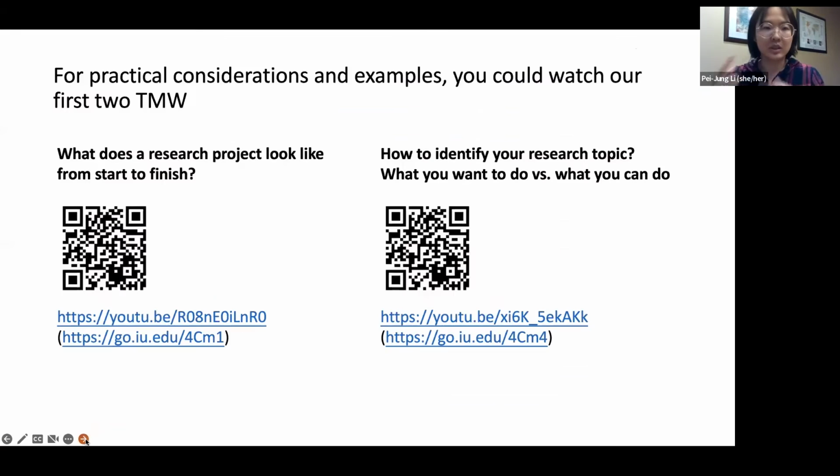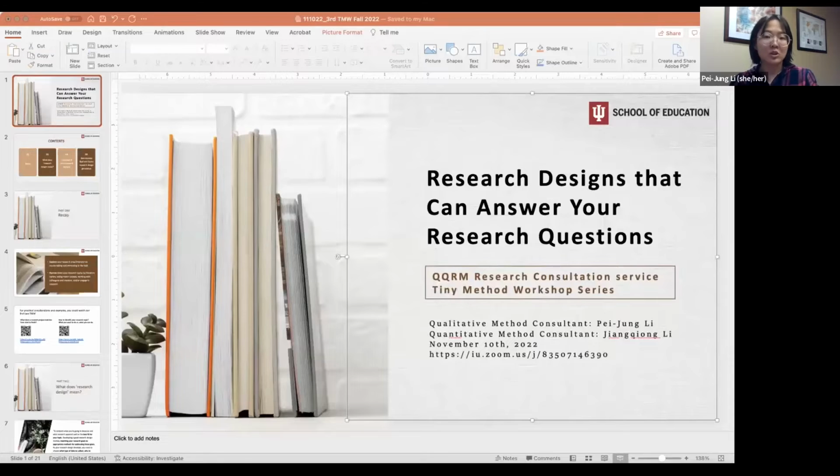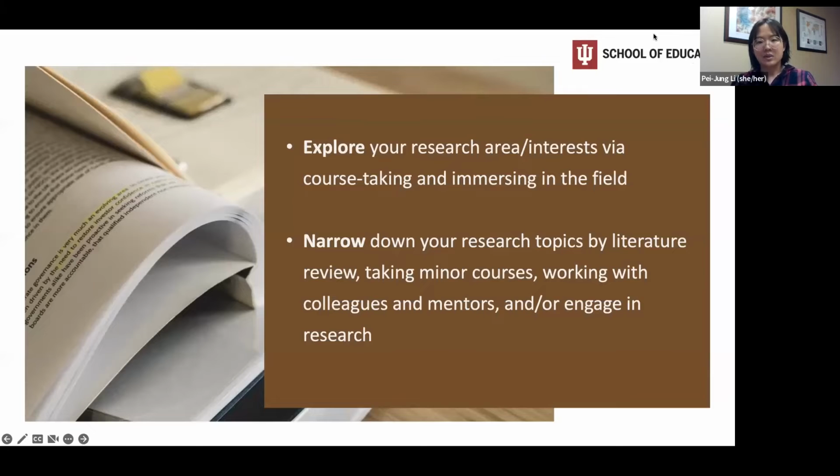And so here's a really quick recap. Zhang Cheng, would you mind going back? Yes, thank you. Here we want to remind you that in the early stage of doing research, you explore your research area or interest. For graduate students, this is usually done through course-taking or immersing in a field that includes your major. So that's one of a couple of ways.